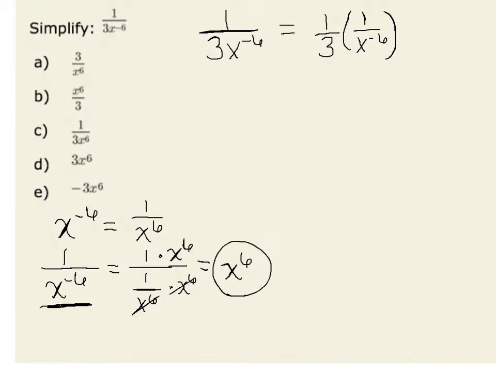Therefore, we now know that our expression is the same as 1/3 times x to the 6th, or we could write this as one fraction, x to the 6th over 3.